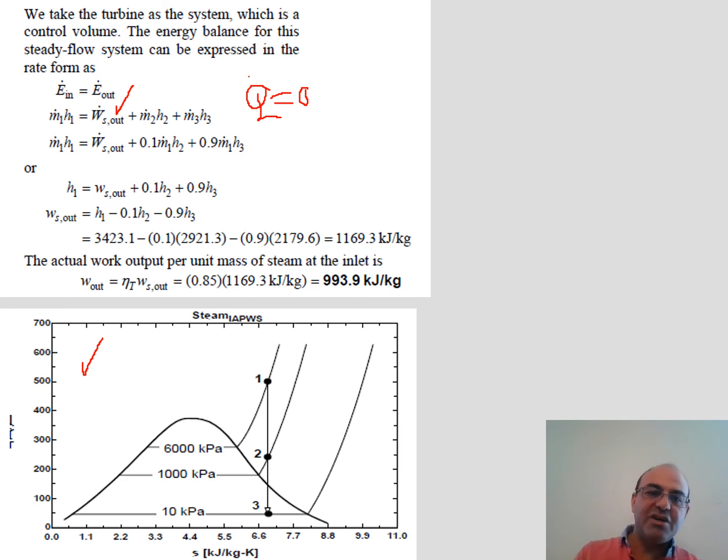So energy in is m dot 1 h1. Energy out is the turbine work, plus m dot 2 h2. Some energy is removed when some of the steam is removed, and then the rest of the energy leaves the turbine at the exit of the turbine, m dot 3 h3. Because we know that m dot 2 is 10% of m dot 1 and m dot 3 is 90%, we substitute these values and write everything in terms of m dot 1, as shown here.